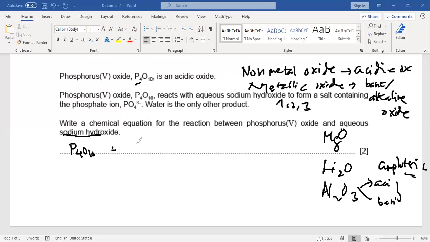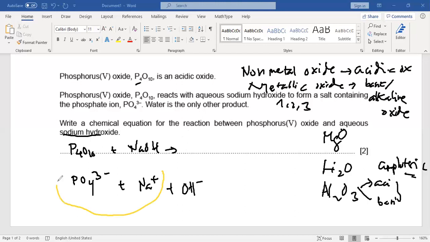You add NaOH. So in your mind, you think that this will be in the form of PO4 3 minus. Then you can split this one: Na plus 1. Why Na plus 1? Because Na is in group 1. And then you also have OH minus, because OH has a negative 1 charge. So what happens is you can put them together. There will be a substitution reaction, and then you will have another H plus here.